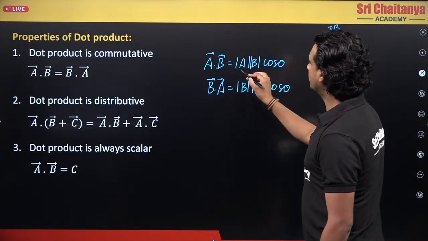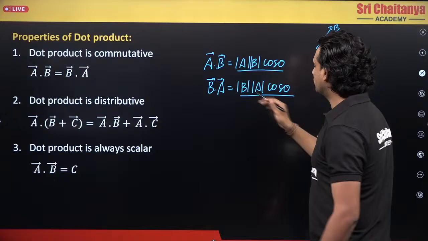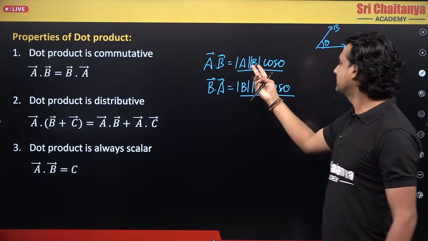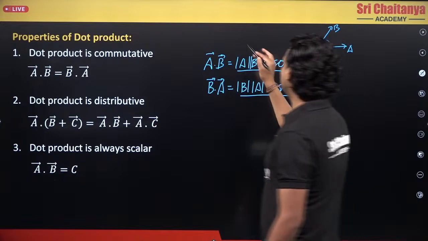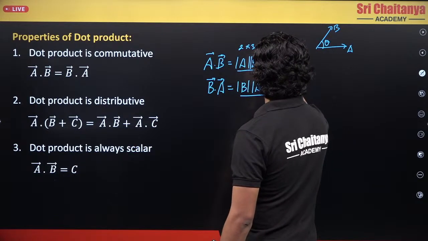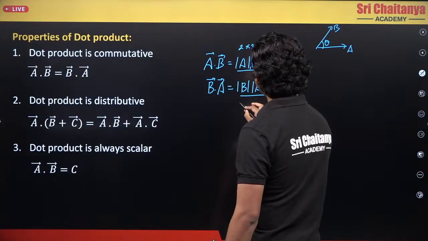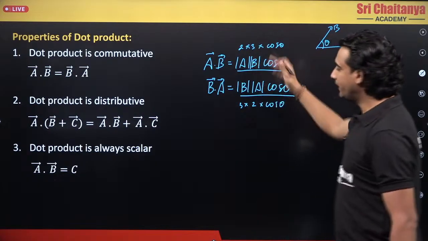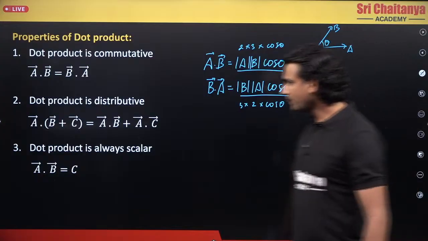So if you look here, this and this are the same, because this is a scalar product. I can write, let's say A is 2, so 2 into 3 into some cos theta, or I can say 3 into 2 into some cos theta. So it will not make any difference.